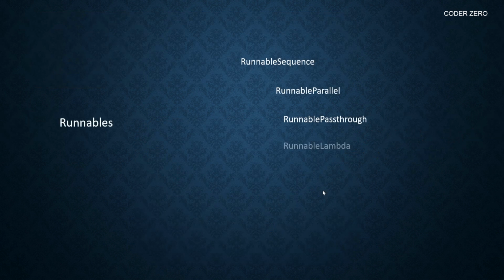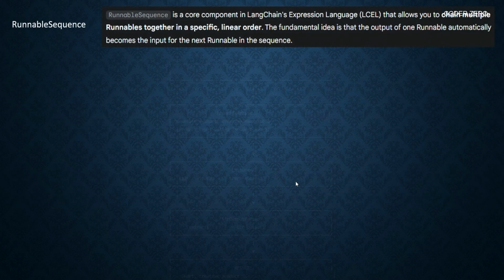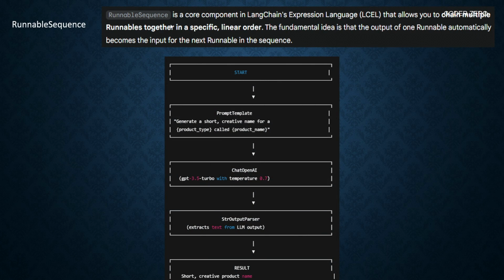Now we'll be talking about runnable sequence, runnable parallel, runnable pass-through, runnable lambda and runnable branch. Now what is a runnable sequence? A runnable sequence is a core component in LangChain's expression language that allows you to chain multiple runnables together in a specific linear order. The fundamental idea is that the output of one runnable automatically becomes the input for the next runnable in the sequence. So let's take this sequence.